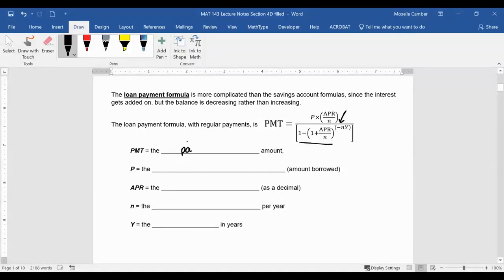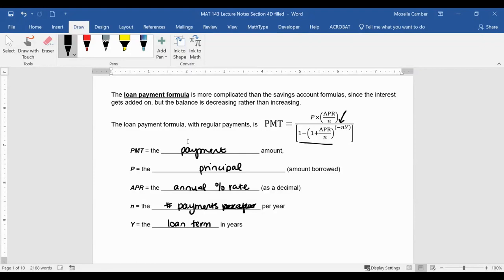But PMT does still stand for payment, but instead of having deposits, you're making a payment on your loan. Your P is going to be your initial principal, the amount that you borrowed, just like we did before for our savings accounts. APR, again, is your annual percentage rate. Your N is still going to be the number of payments per year, and then Y is going to be your loan term.